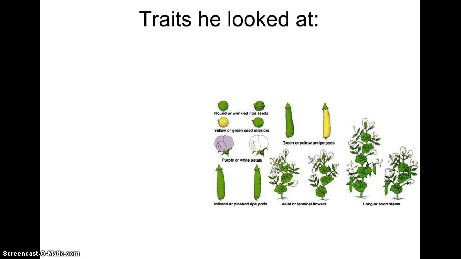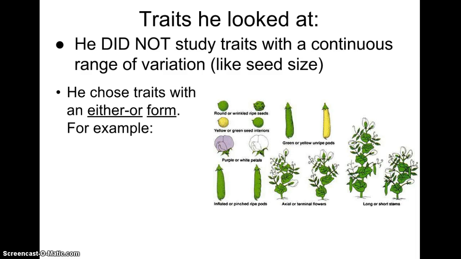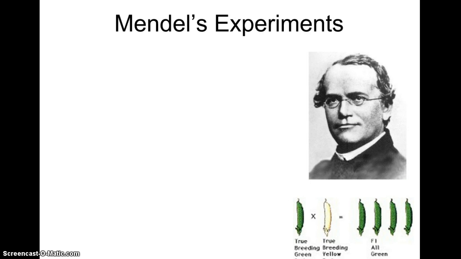But some of the traits he was looking at, you can see down here, texture of the seeds, color of the seeds. He didn't want to study traits that had continuous variation. So if you think about the traits we did in class the other day with tongue rolling and hitchhiker's thumb, they were either or study characteristics. They didn't have continuous variation, and we'll talk more about that later. So he wanted traits that had either or form, so whether the plant was short or tall, smooth or wrinkled, green or yellow pods and seeds, all those things.